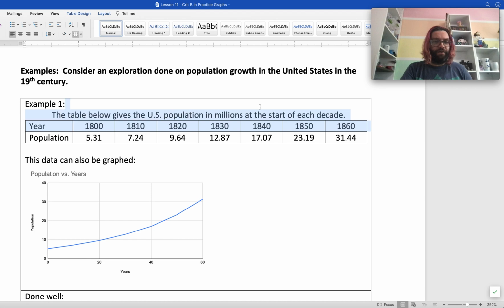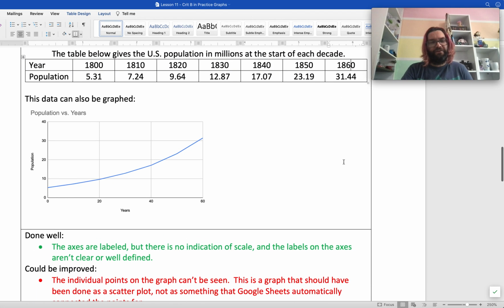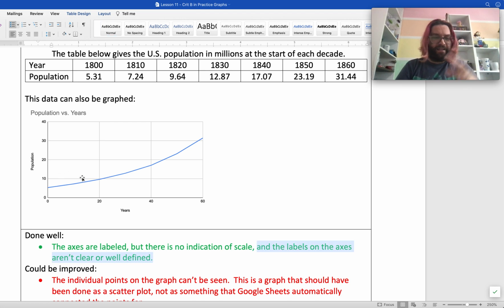These were like 1800 to 1860. At that point, you're kind of going, oh, okay, so it's probably years since 1800. I can probably infer what's happening here, but this is not communicating well. Also, the labels on the axes aren't clear or well defined. So I kind of talked about that. There's no scale, there's no real units here. The labels on the axes aren't very clear. So yeah, there's some labeling, but even this strength is not very strong.